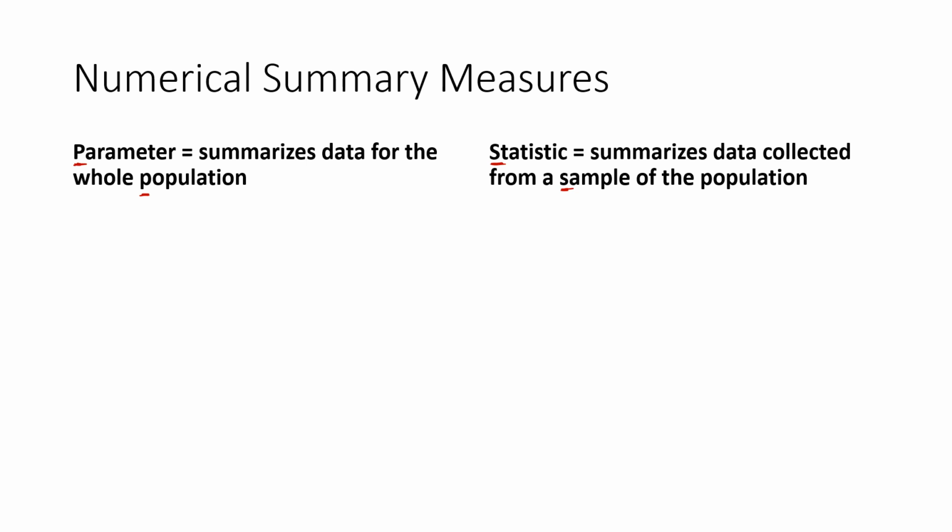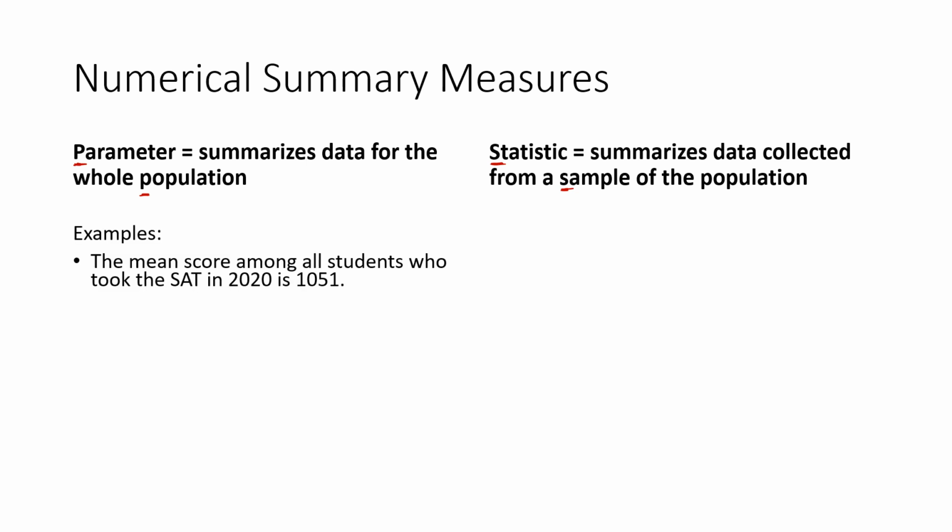Some examples of parameters and statistics. We'll start with the parameters. The mean score among all students who took the SAT in 2020 is 1,051. Here, because the data were recorded for all of the students who took the SAT, this mean is a mean for that whole population, and we'd give it notation mu, population mean, is 1,051.